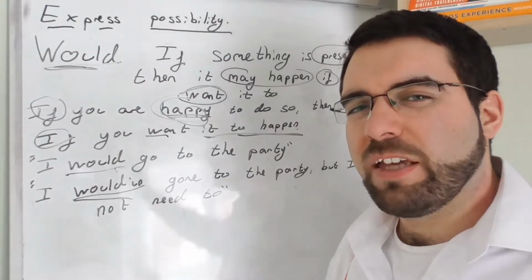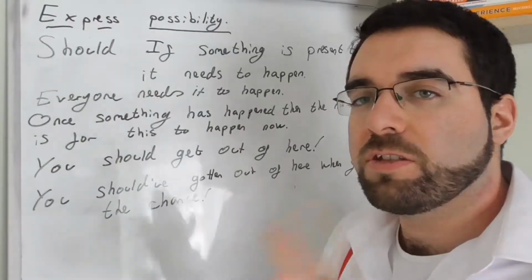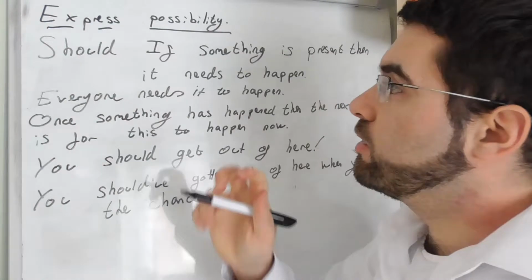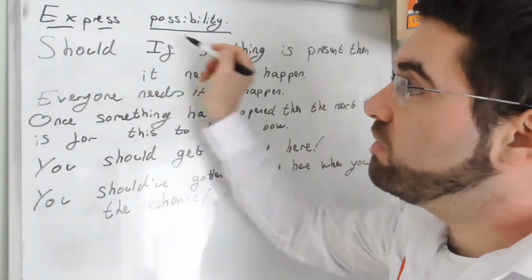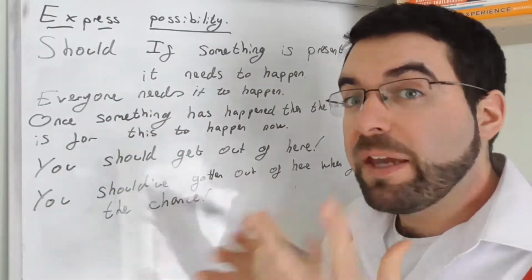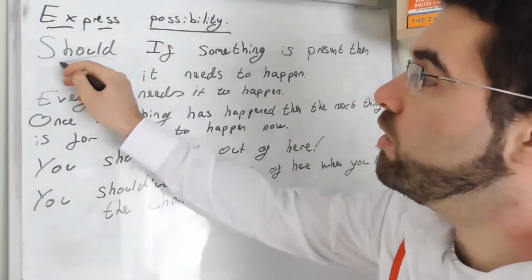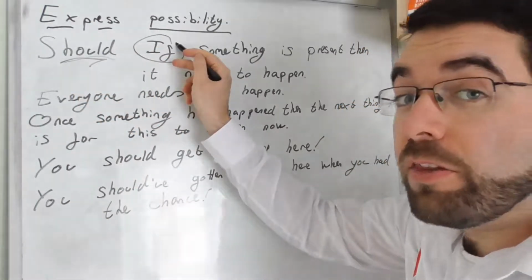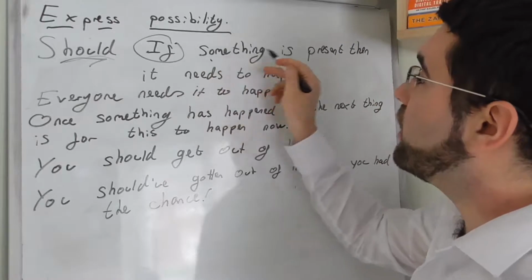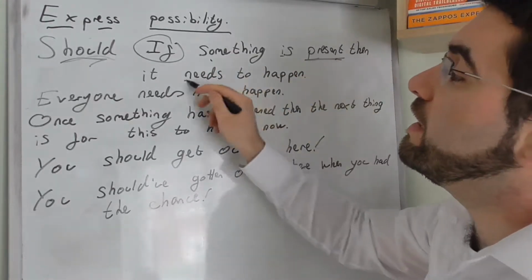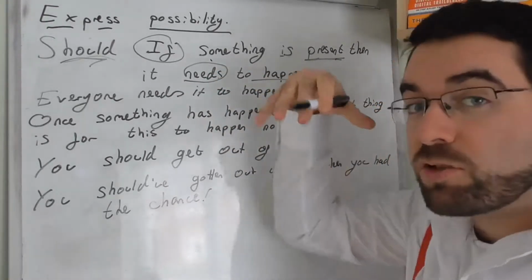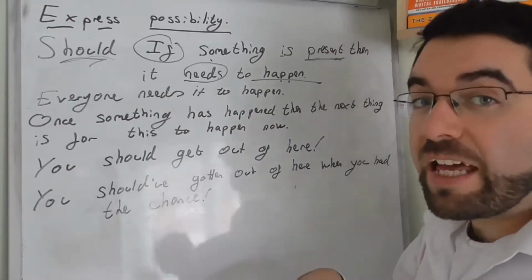Let's have a look at the last one then. So lastly then, should. Should, again, expresses possibility. So something may or may not happen. So should, if, there's that word again, something is present, then it needs to happen. If something is present, then it needs to happen.